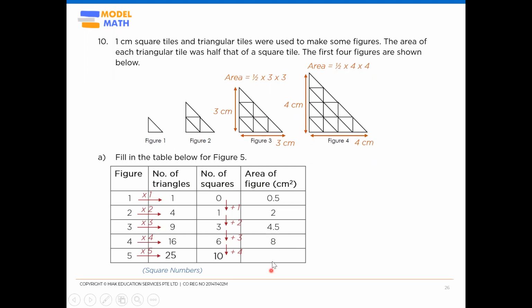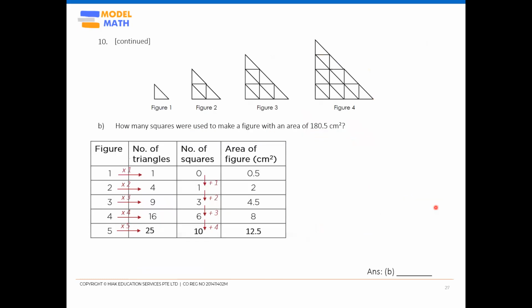So if you'd like to find out the blank here for figure 5, the area will be half times, since it's figure 5, so half times 5 times 5, which is 12.5. All right, so we have established that finding the area for each figure number would be just half times that figure number times itself. And with that in mind, we can go on to do part B.